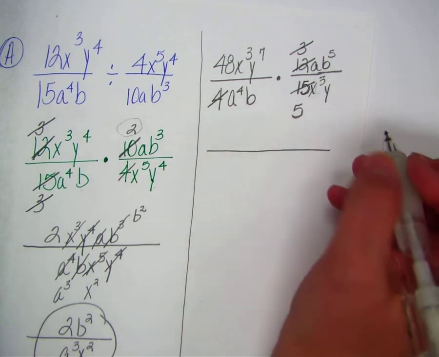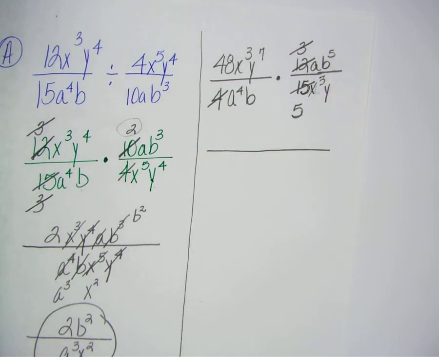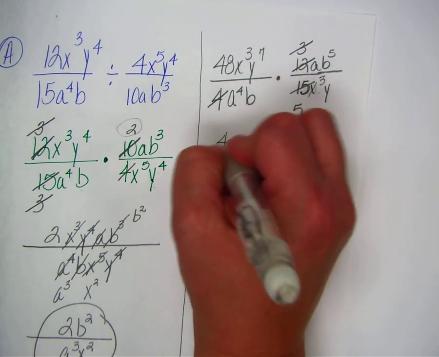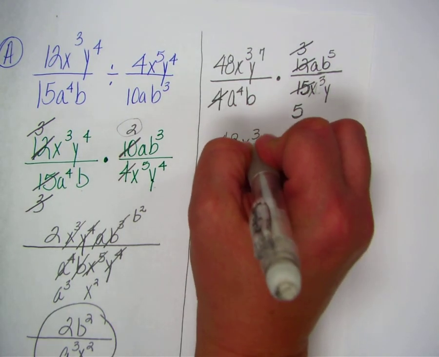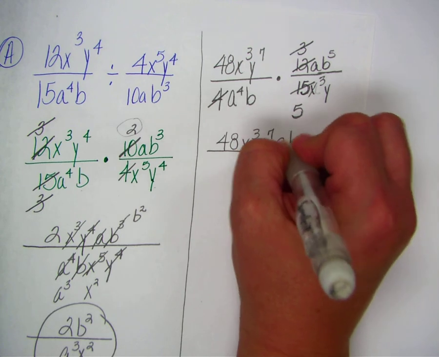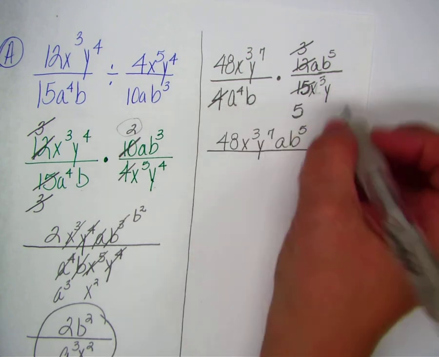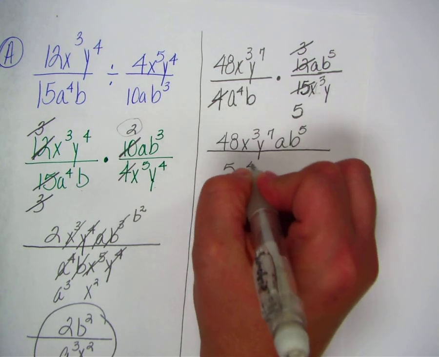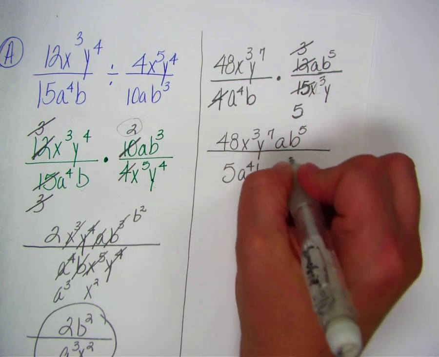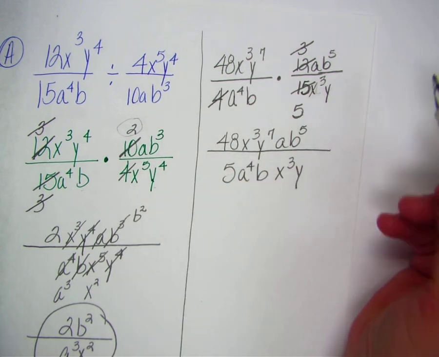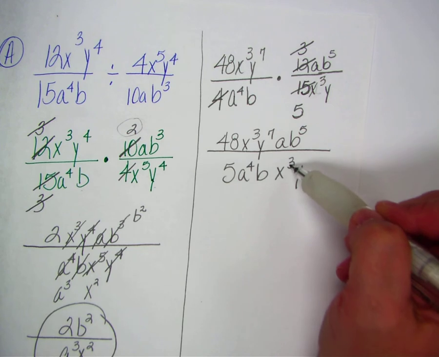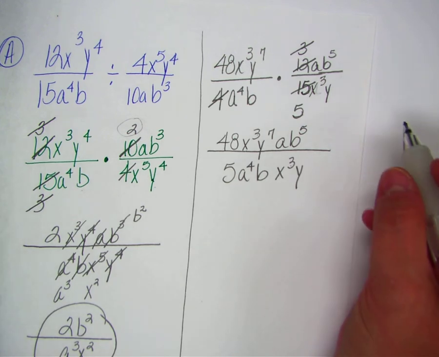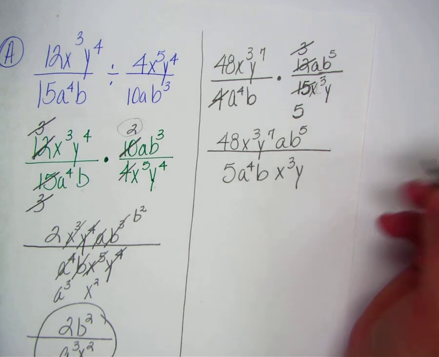I have a question. Yes. How do you know, like, which variables to keep in the denominator and in the numerator? Okay, that's a good question. So I got 48 x cubed y to the 7th, ab to the 5th. In the denominator, I have 5a to the 4th b, x cubed y. Okay, now my x cubed and my x cubed are the same. So that's going to be x to the 0 power, which is 1.